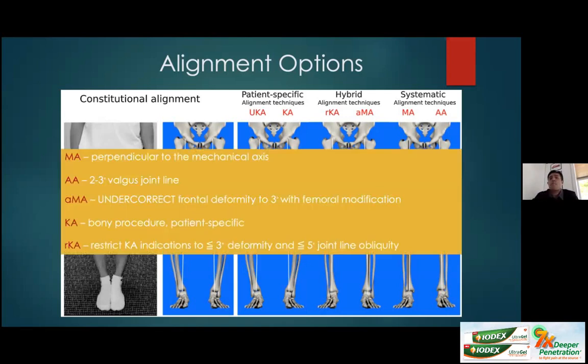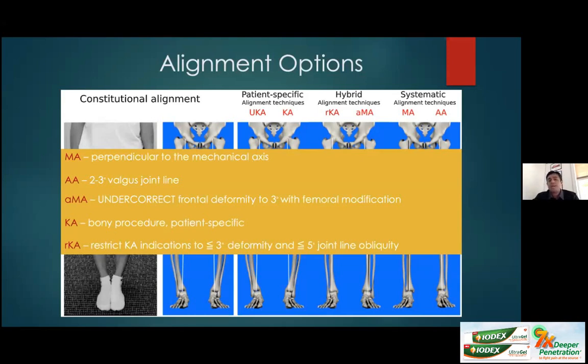So let's formalize these definitions. A mechanically aligned knee, as we discussed, is perpendicular to the mechanical axis. The anatomic aligned knee has 2 to 3 degrees of joint line valgus built into it. In an adjusted mechanical model, you are undercorrecting that frontal plane or coronal plane to within 3 degrees, and you're doing that predominantly by modifying the femoral cuts.